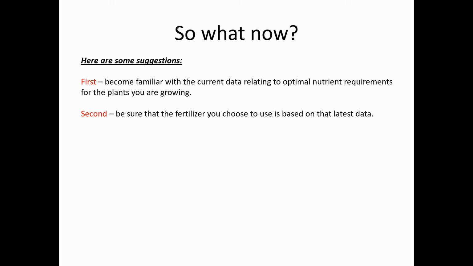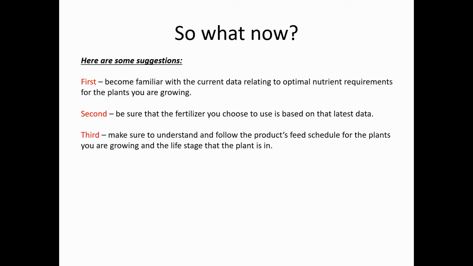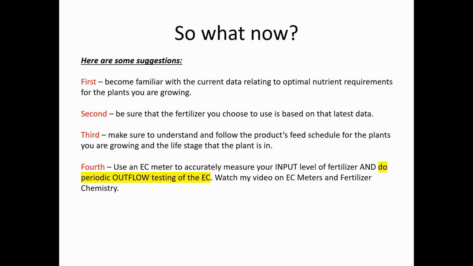We don't want to use a lettuce-specific fertilizer to grow tomatoes or a tomato-specific fertilizer to grow corn. We have to know that the fertilizer we choose is appropriate for the crop that we're producing. Make sure you understand and follow the product's feed schedule.